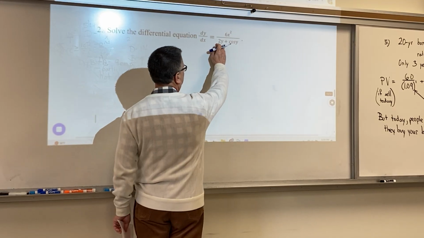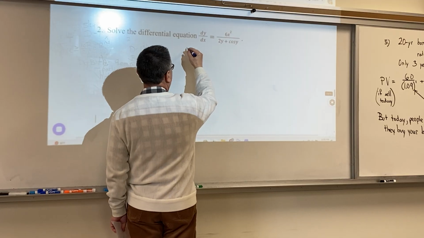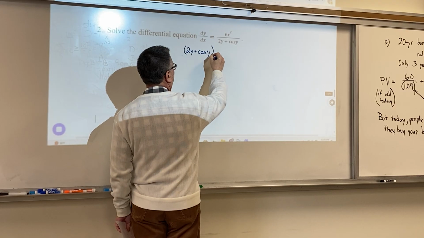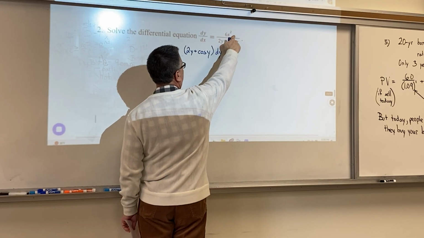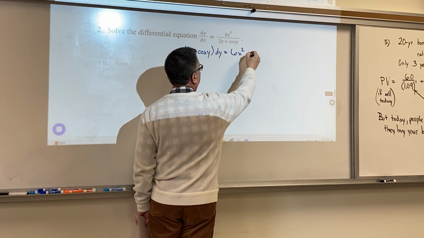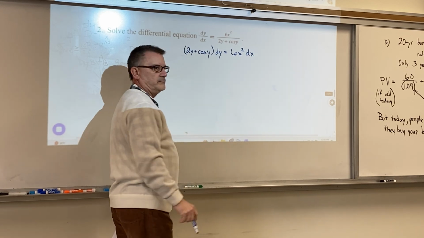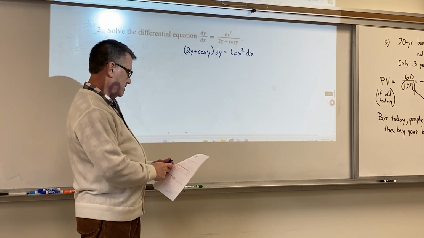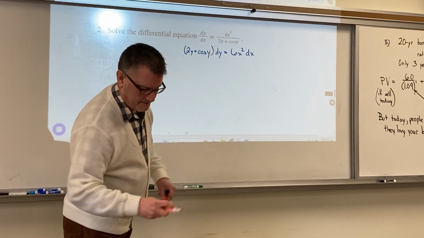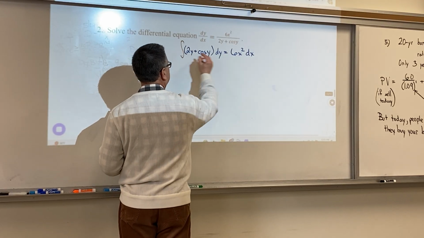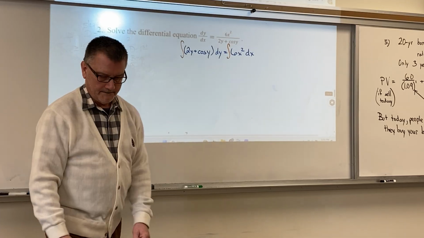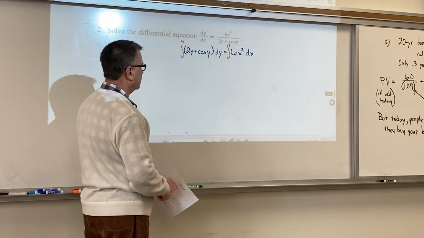You multiply this denominator, because it's all y's, move that over here. 2y plus cosine y with the dy, and multiply this over here, because the numerator is all x's. 6x squared dx. And then once I've done that, I can probably integrate both sides. Of course, one side I'll integrate in terms of y and one in terms of x.